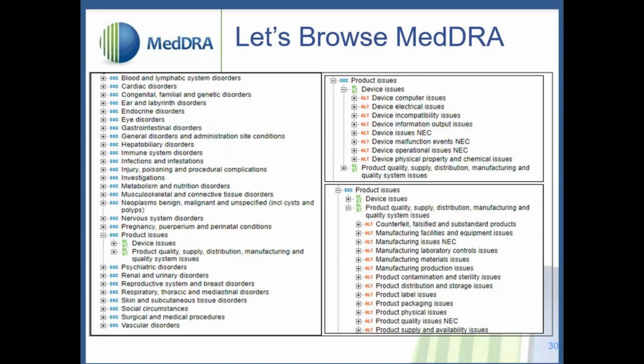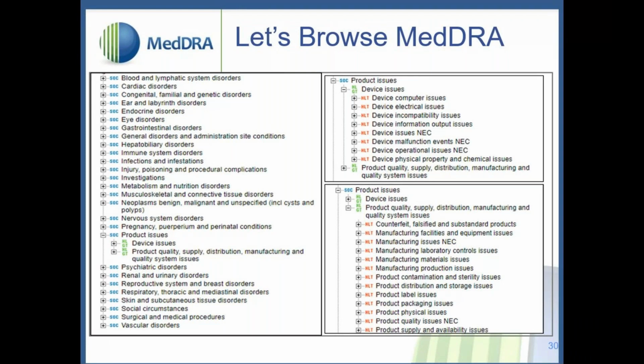Okay, so here again, I want to hone in on which SOC I'm going to look for. I know it's something wrong with the device. So I again go to my SOC product issues and I see there's two HLGT, right? In the previous example, we used the HLGT for product quality. This time it has something to do with device issues.